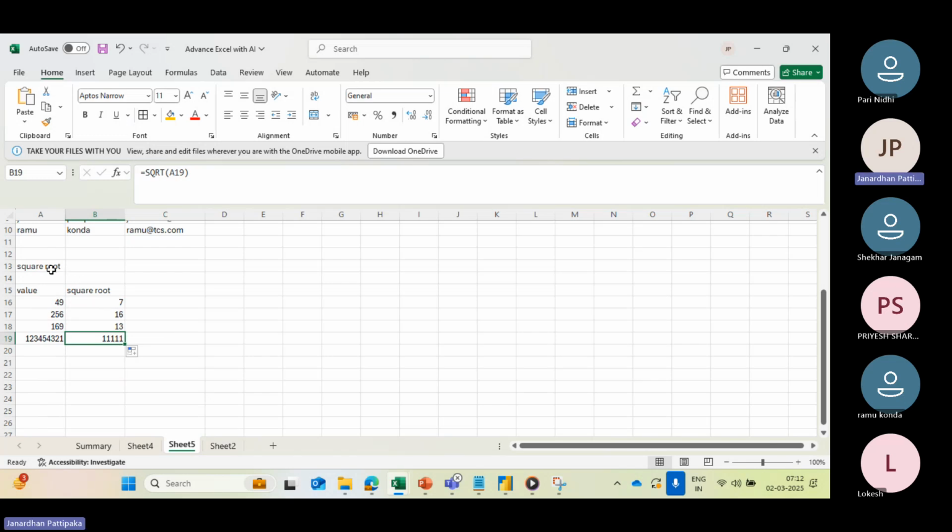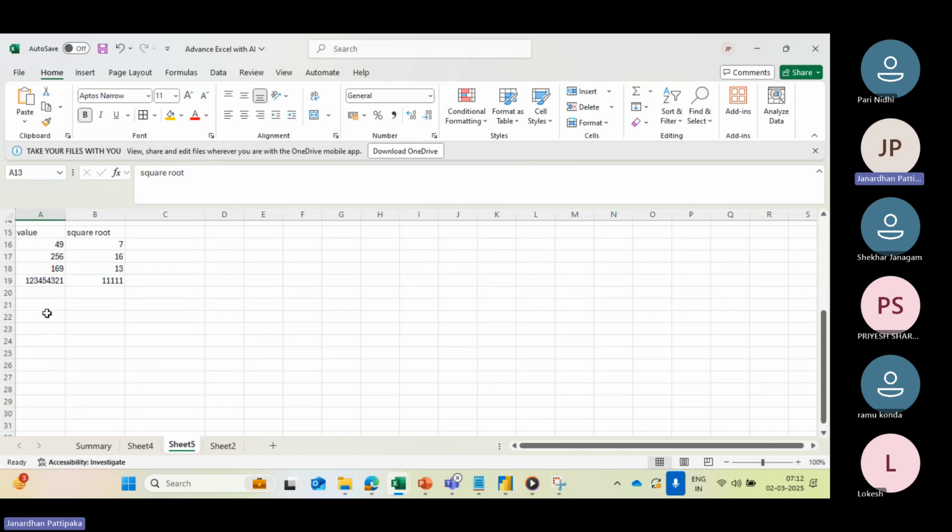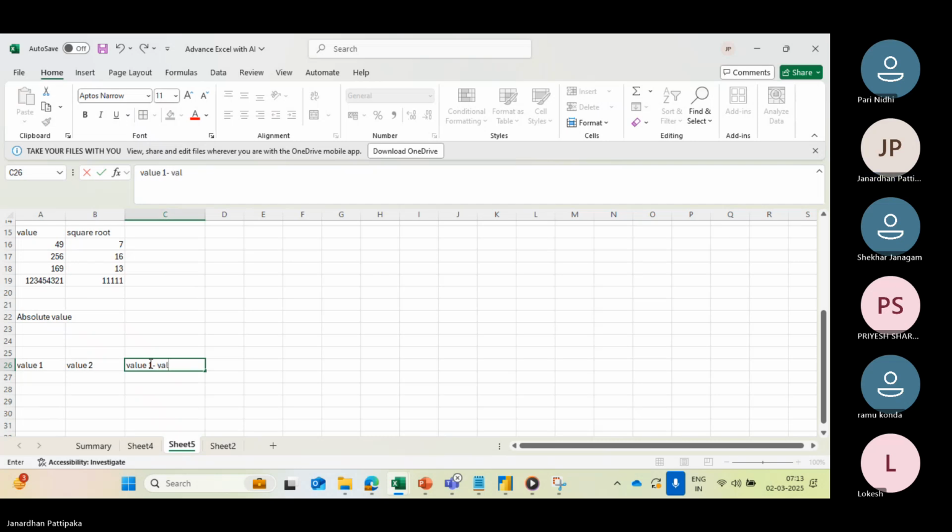Now, another most important concept is you need to understand the meaning of absolute value. Suppose I have one column called value one, and we have another column called value two. I want value one minus value two.